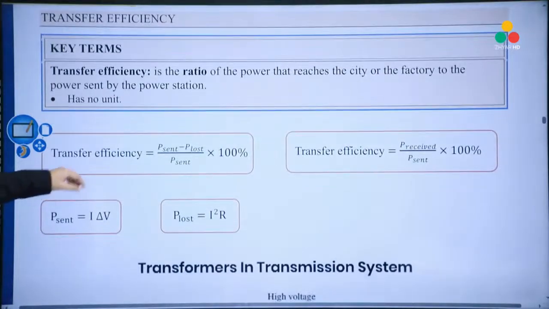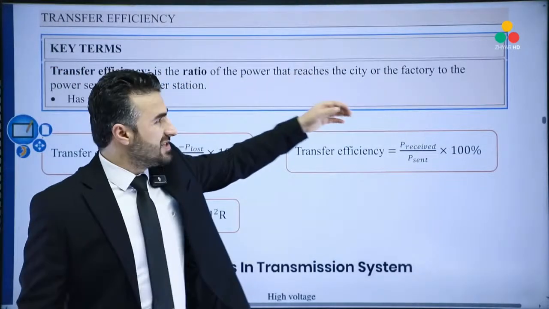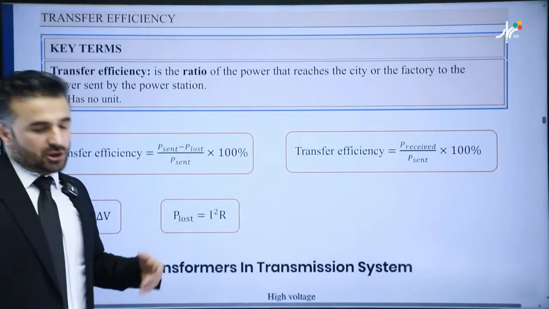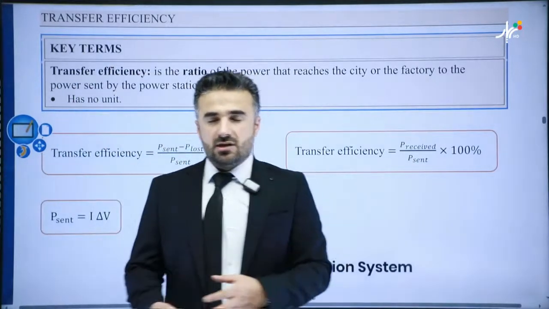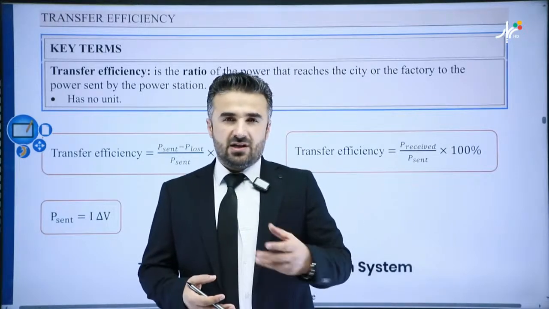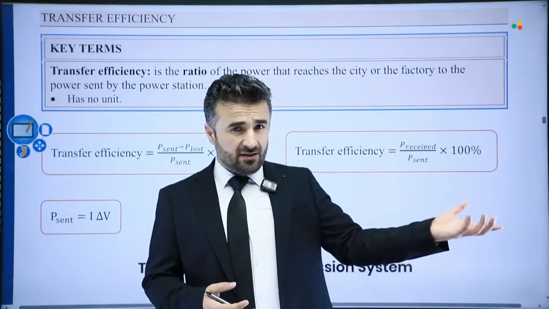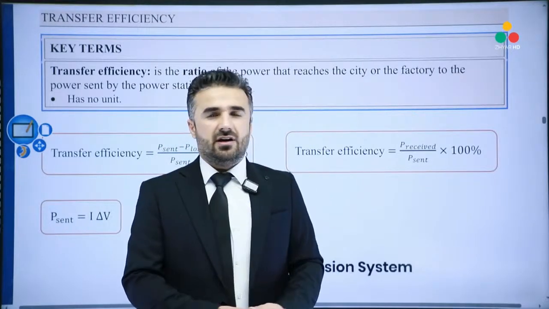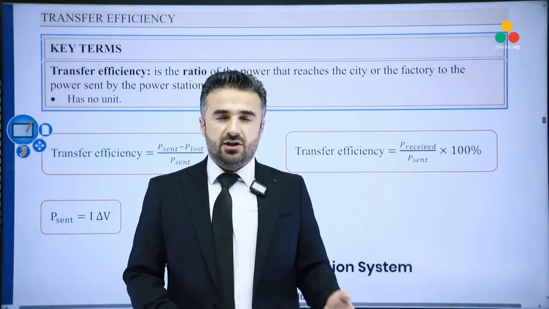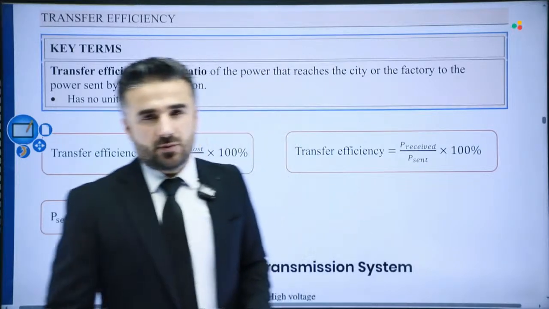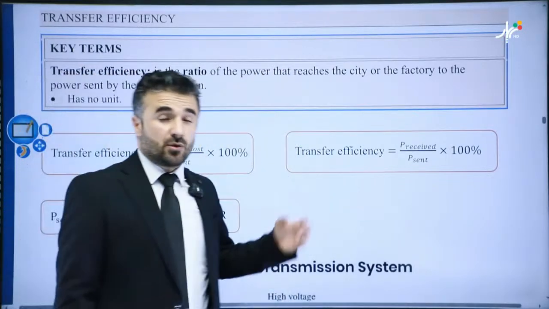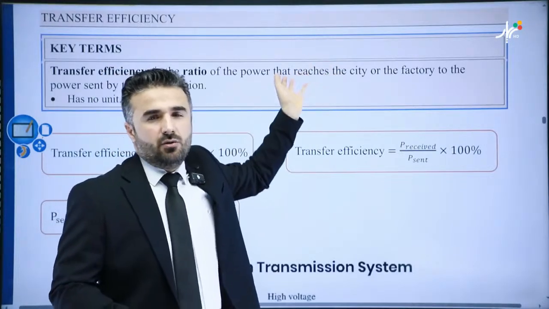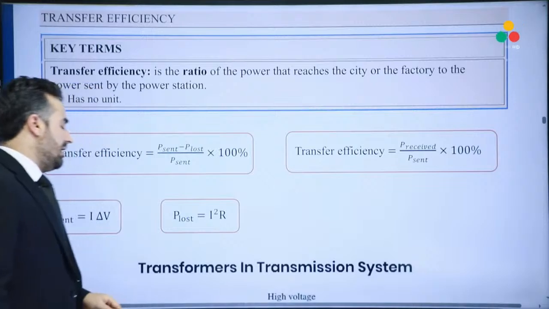Okay, so we'll say transfer efficiency is a ratio of the power that reaches the city, could be a factory, to the power that is sent by the power station. So we can simply say the transfer or power efficiency is the energy that is received divided by the energy that is sent. And if we want, because normally we find the efficiency in percentage, we'll multiply by 100%. And also remember this, because it is a ratio, whatever the unit that you're using, they cancel out on top and bottom. So ratios have no unit.